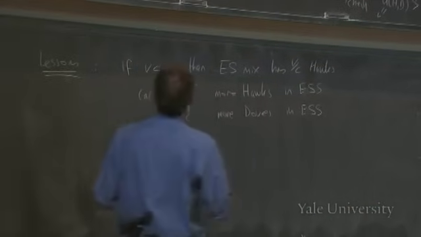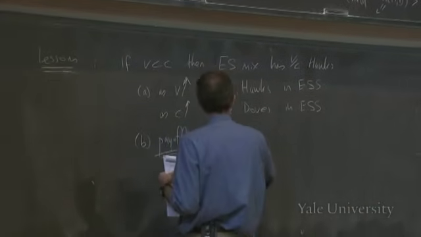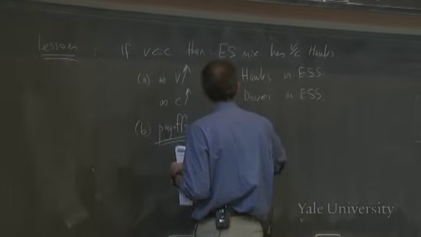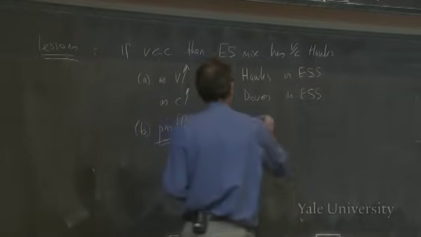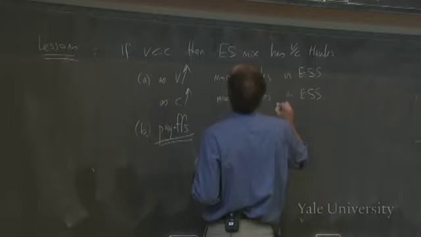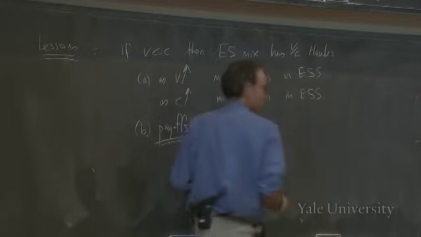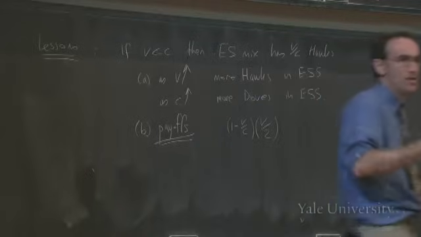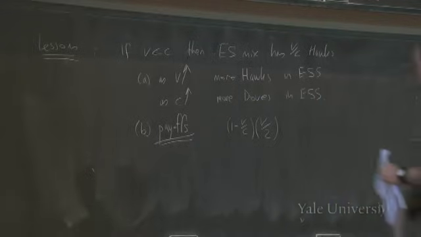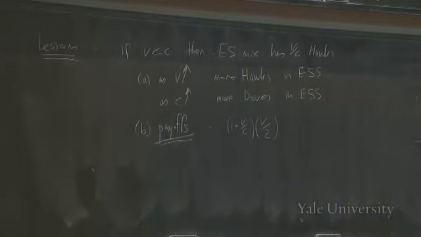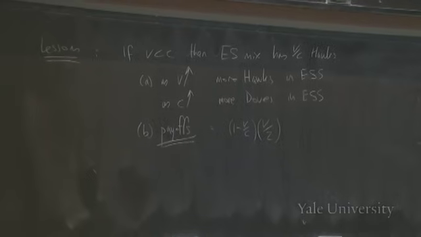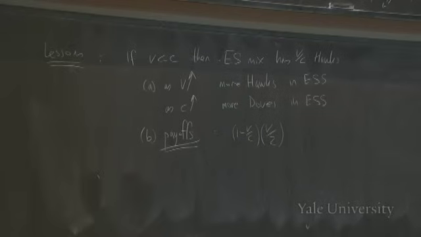The payoff was what? If you were a dove, then 1 minus V on C of the time, you met another dove, and in that instance, you got a payoff of V on 2. And the payoff to being a dove must be the same as the payoff to being a hawk since they're mixing. All right, so this is the payoff. What's happening to this payoff as we increase the cost of fighting? What happens as C rises?